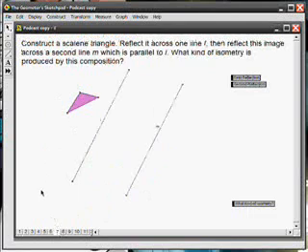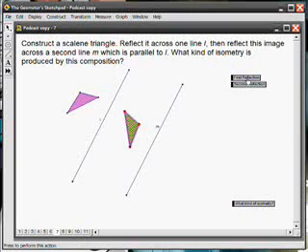Alright, now we're going to see what happens when you combine isometries. This is the same as composing a function, and the goal is to see what you get after the end of your composition. So first we're going to start with a scalene triangle, and we're going to reflect it across line L, and then reflect it a second time across a parallel line M.